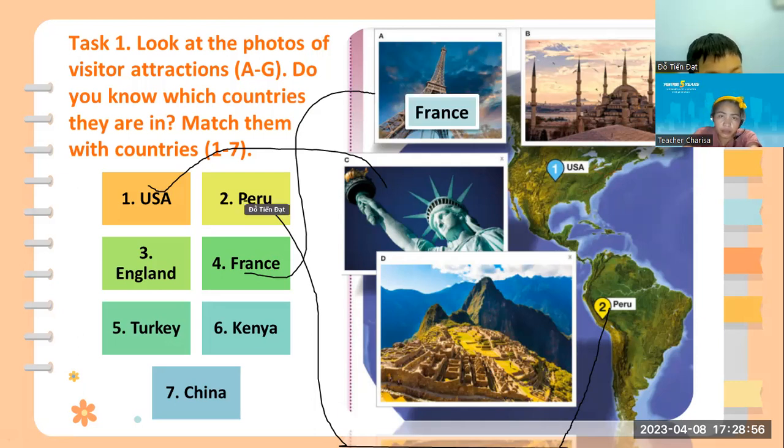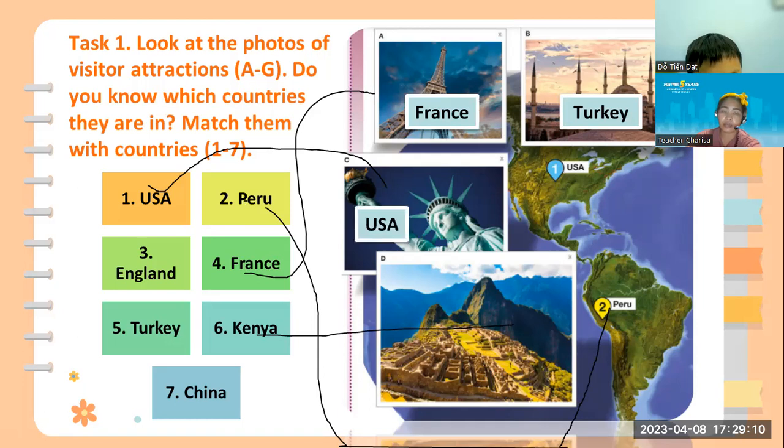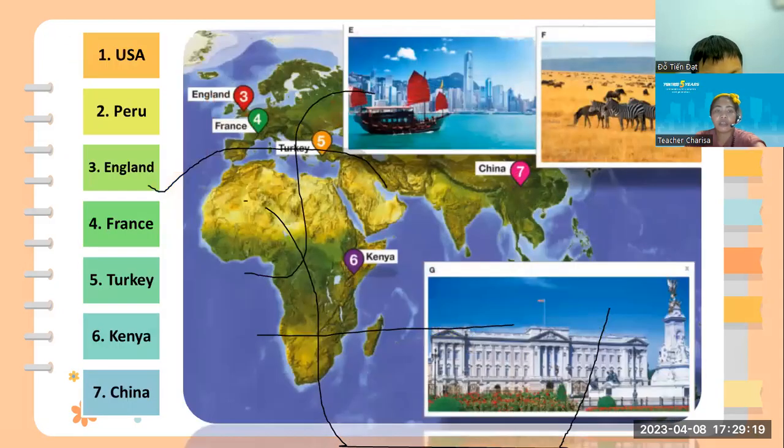Okay, number one, letter A, I mean. So we have France, very good. Letter B, please don't forget, is Turkey. Letter C is USA, very good. Letter D is Peru.